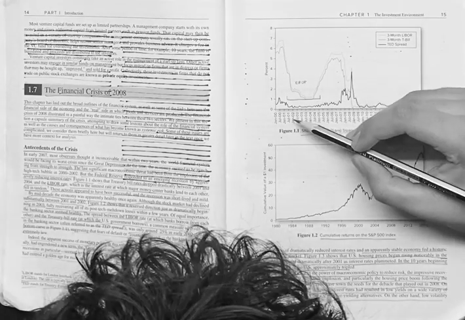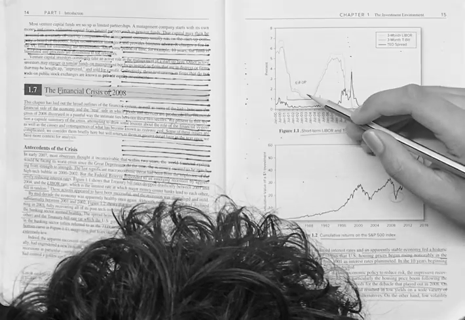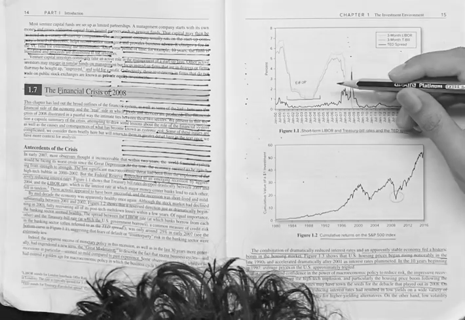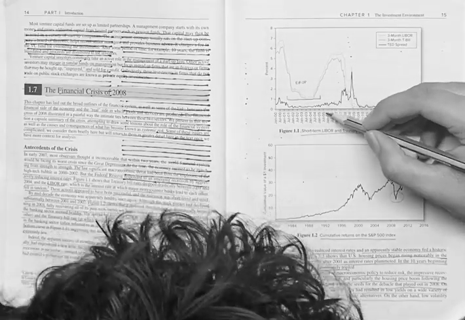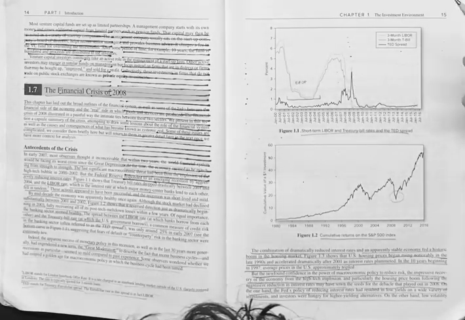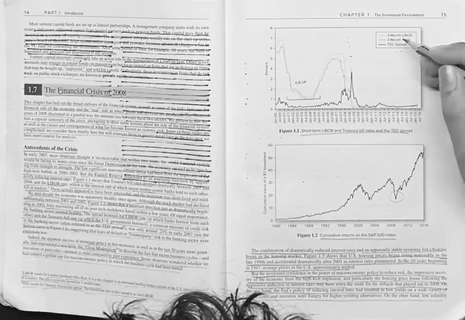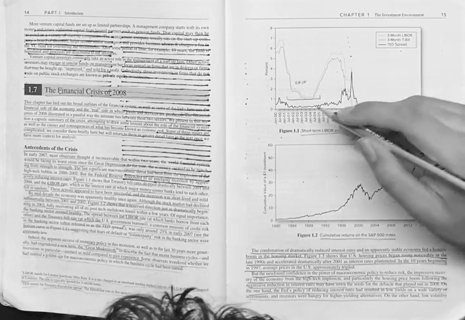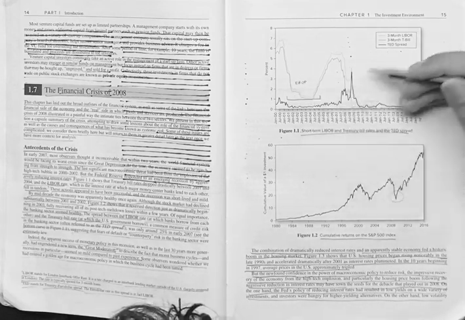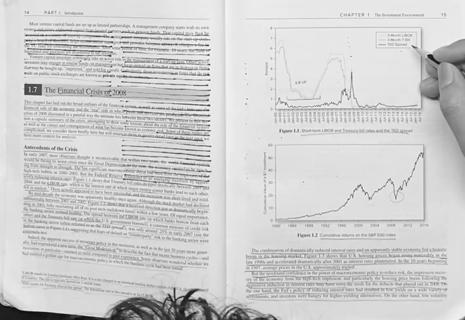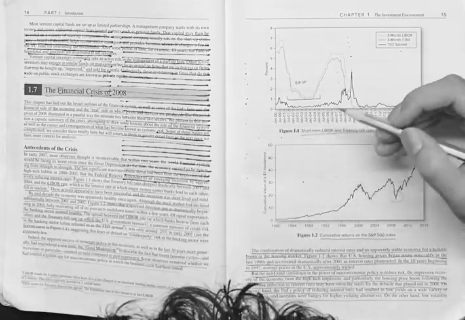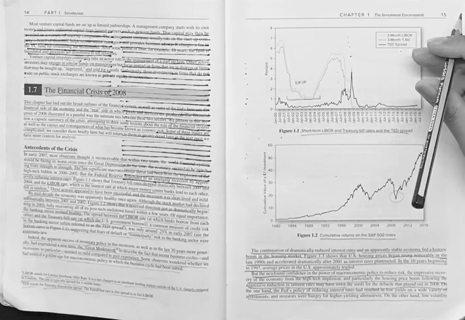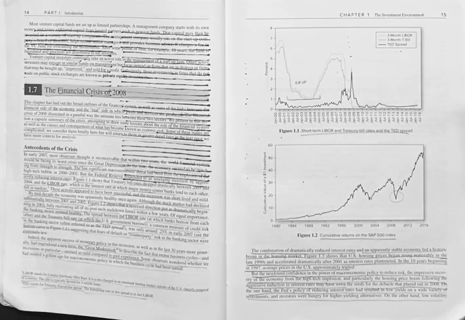And as we can see, from January 2002 to July 2005-ish, there was a huge drop in the LIBOR rate, the T-bill rate, and the TED spread. So the TED spread is the black line, and the others are the LIBOR and the T-bill rate. So during 2002 and 2005, in those 3 years, there was a huge drop in these rates.